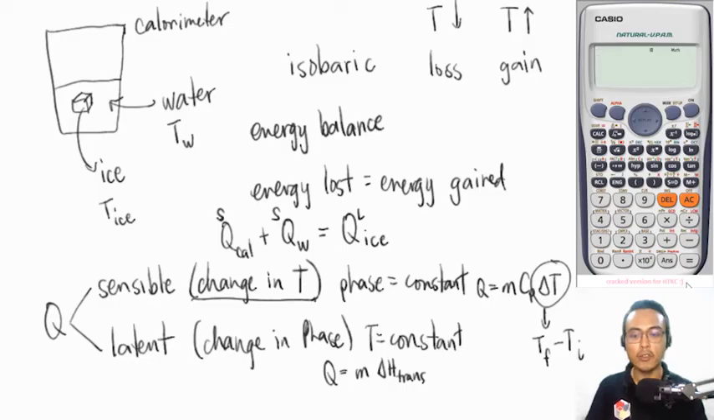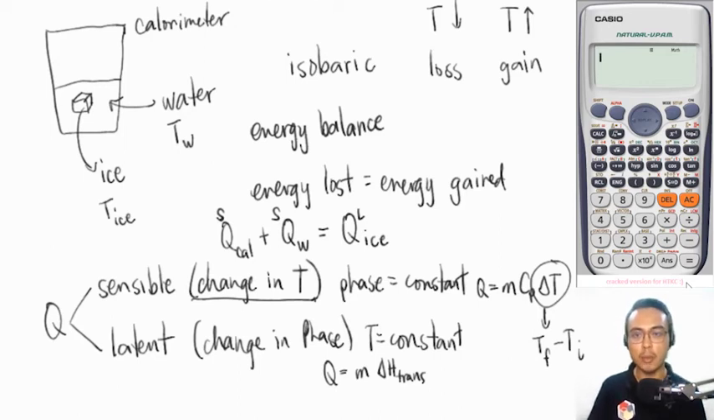So later on, if we will be solving such problems, for Q calorimeter and for Q water, we will be using our equation Q is equal to mCp delta T, while for Q ice, we will be using our equation Q is equal to M times delta H of transition. Okay? That's why it's very important for you to know how to discern between sensible heat and latent heat.